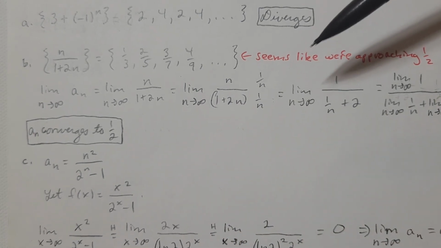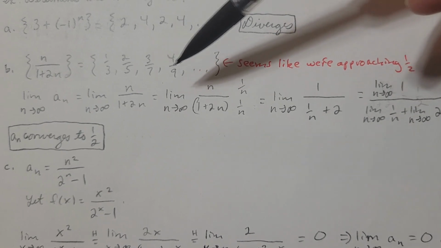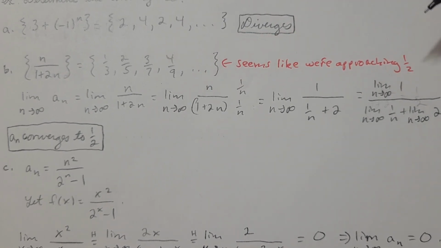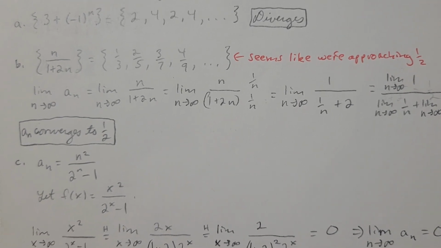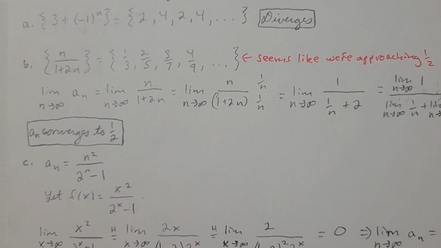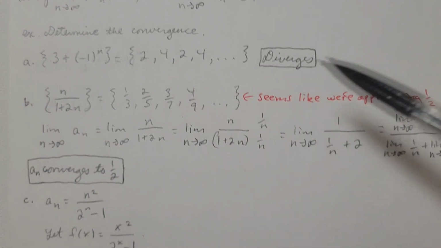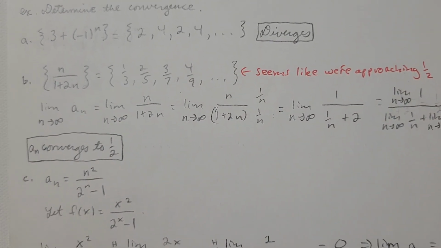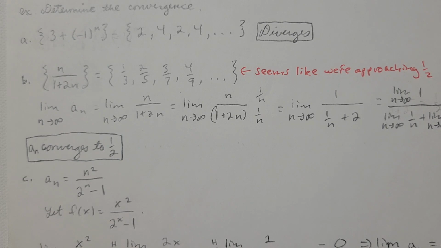Okay, now it seems like just from the first couple of terms here that maybe I'm approaching 1/2. Now I don't know that for sure. Okay, that's just a guess. So if I need to determine the convergence, which is what I'm supposed to do here, I need to show what this sequence converges to. And I wouldn't just guess 1/2. Well, let's find the limit as n approaches infinity of a sub n.